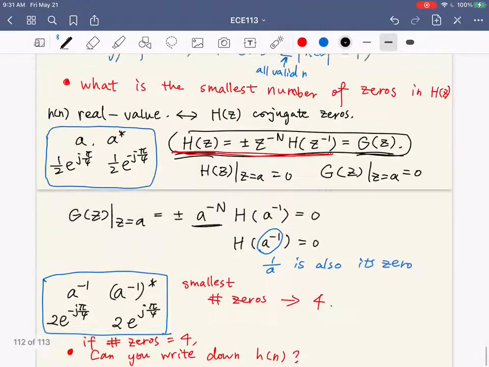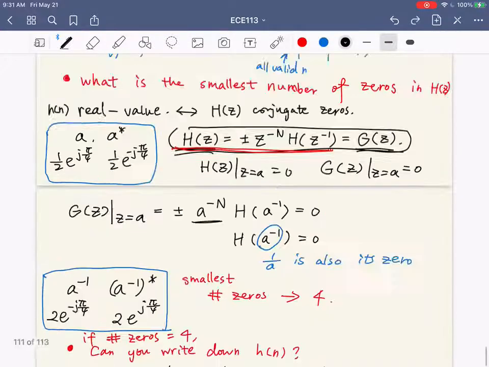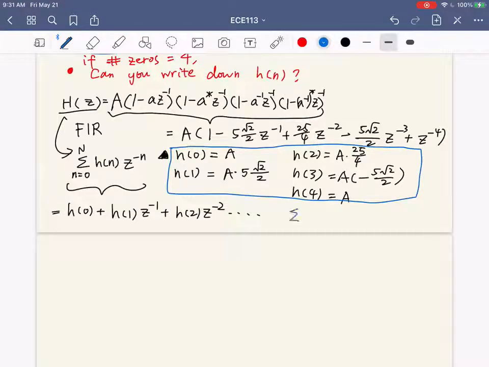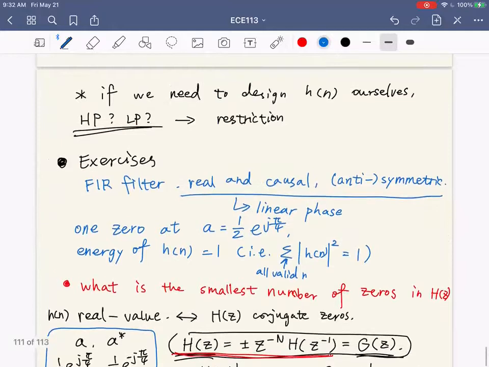Great. So let's review the question. The question said that the energy of Hn is 1, right? And here we can express H of n in terms of A. There's only one unknown variable, right? So by applying these constraints, we can calculate the A values, right? I'll tell you the value is 0.123. It is really not easy to calculate, but it's an example question. So we know H of n now, right? Our question is solved. And let's go back to C.